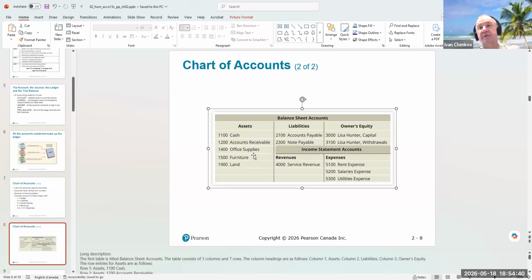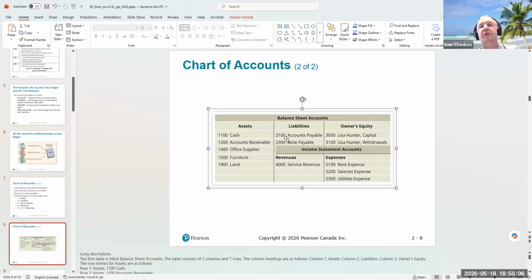And then you can go 1120 RBC. 1121 will be RBC Canadian dollars, 1122 RBC US dollars. When we go to the accounts receivable, you can have 1200 accounts receivable, 1210 is going to be this client, 1211 another client. And keep going, keep going, keep going.